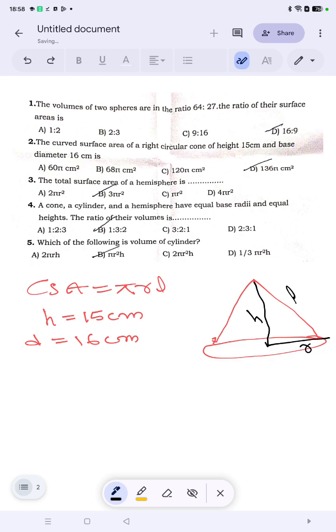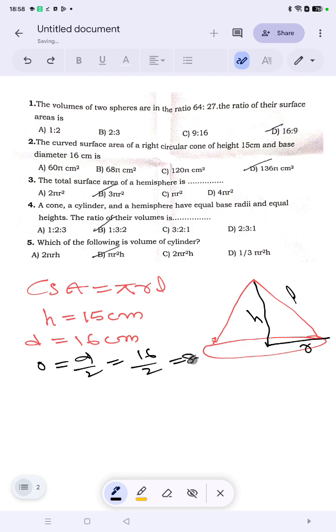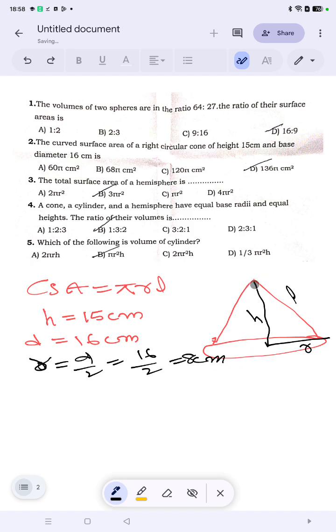Now look at, what is first given? Height is given, diameter. From diameter we can find radius r is equal to d by 2, that is 16 centimeter by 2, that is 8 centimeter. r is equal to 8 centimeter. First to find this sliding height, because our curved surface area is pi r l. So for that we require l.